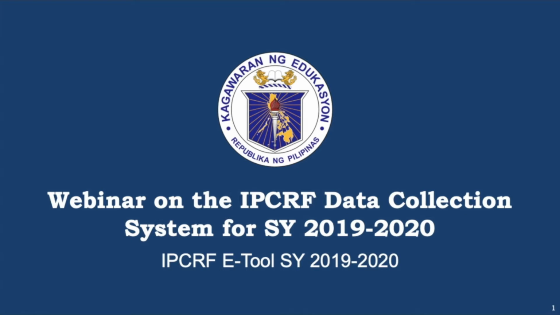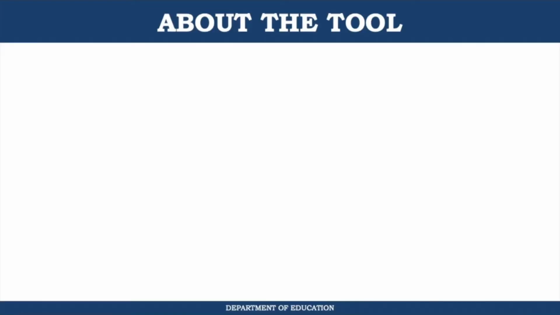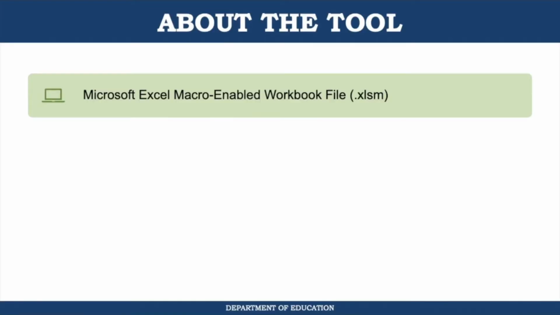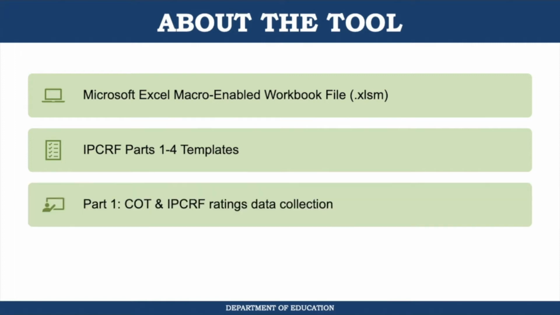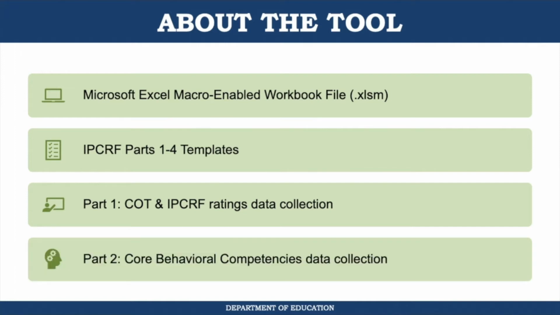Before I show you how to use it, let me tell you a little bit about the tool. First, the tool is a Microsoft Excel macro-enabled workbook file with a .xlsm file extension designed for offline use. It contains printable templates for the IPCRF Parts 1 to 4, as well as an encoding form that collects data for COT and IPCRF QET ratings, and data for core behavioral competencies.